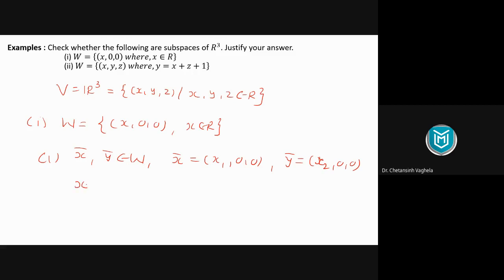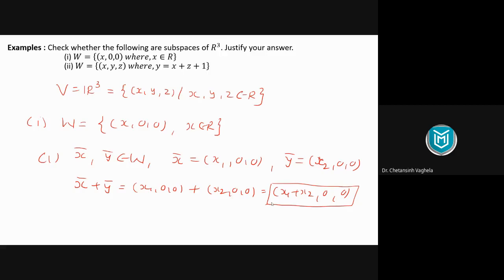Now let me add them, x bar plus y bar. Right? And here no information is given about operations. So whenever no information is given, we will by default take standard operations, so standard addition and standard multiplication. So it should be x1, 0, 0 plus x2, 0, 0. So addition would be x1 plus x2, 0 plus 0 will be 0, and 0 plus 0 will be 0. So now this is your final vector x bar plus y bar. Now do you think this x bar plus y bar is part of W? Is it satisfying the condition of W?